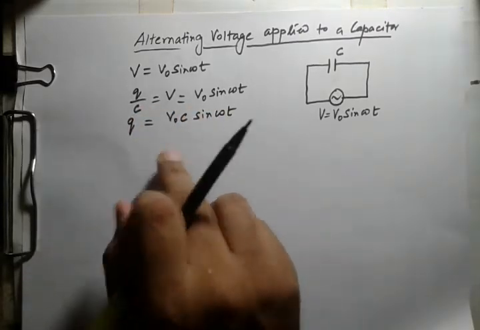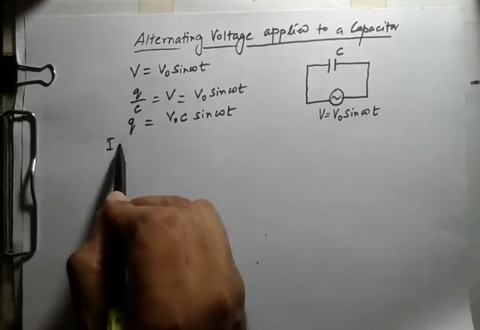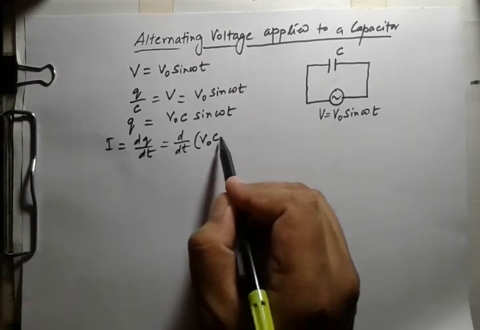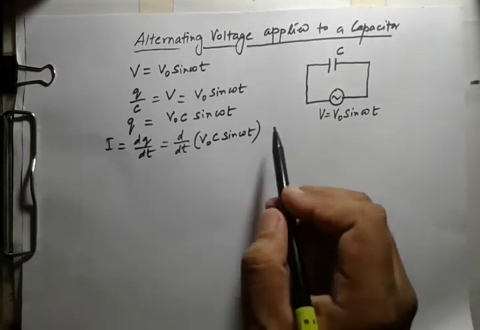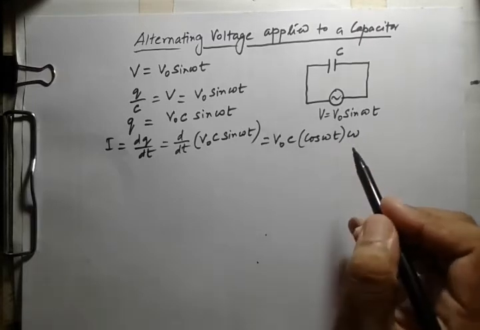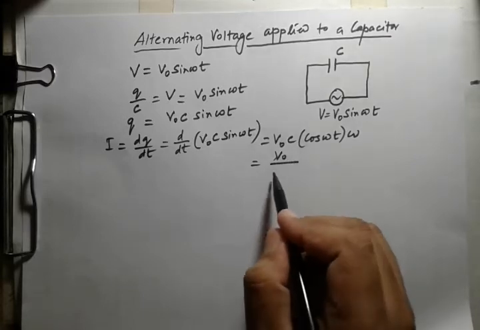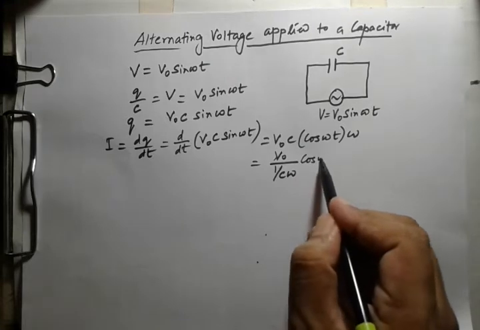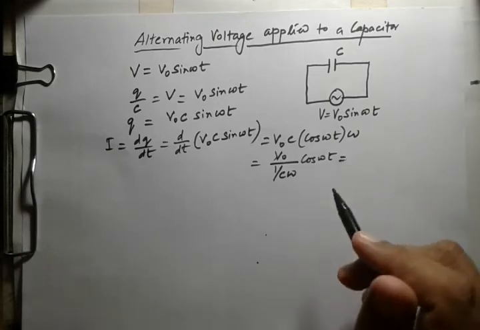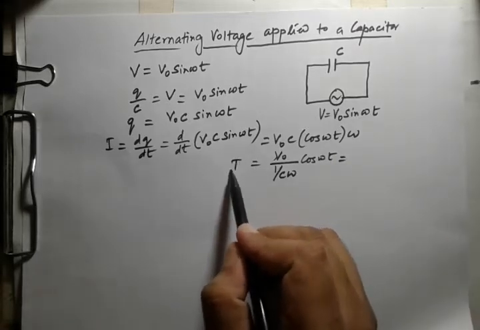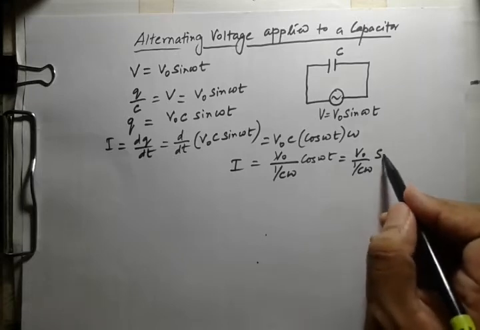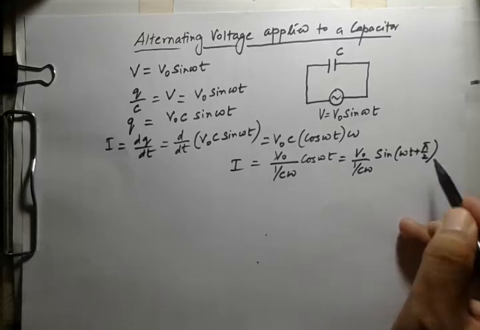Now to get the current from here, you have to differentiate both the sides with respect to t. So I is equal to dq by dt, that is d by dt of V naught C sine omega t. If we differentiate, we will get V naught C cos omega t into omega, or you can write V naught by 1 by C omega cos omega t. So cos omega t you can write as sin omega t plus pi by 2. So this I will become V naught by 1 by C omega, then sin omega t plus pi by 2.